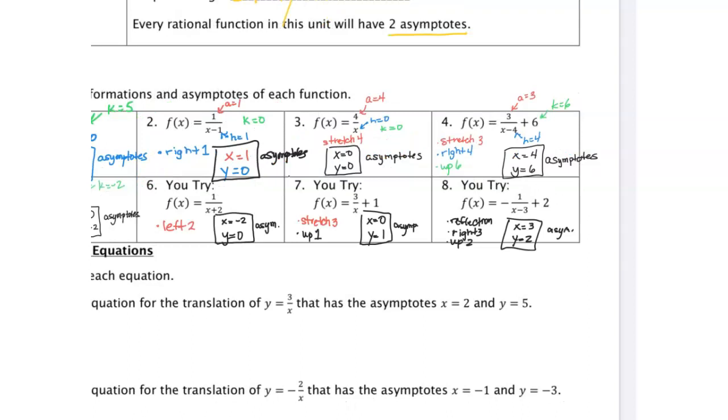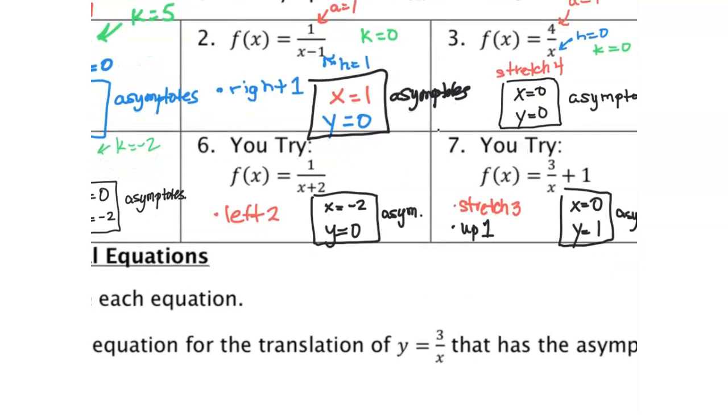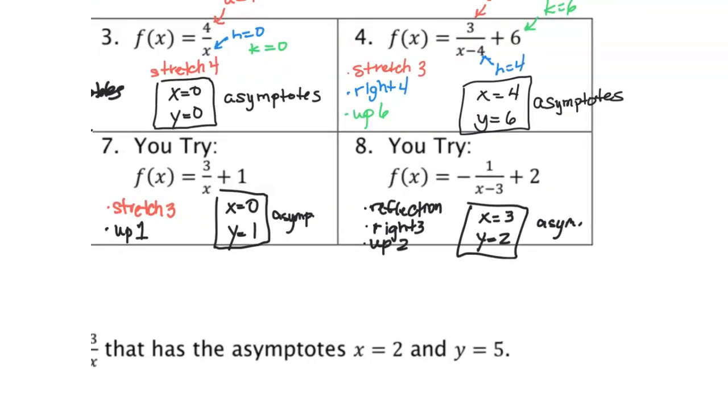All right, so we have our answers for number 6, 7, and 8. For number 6, we have a shift left of 2, and our asymptotes are x equals -2 and y equals 0. For number 7, we have a stretch of 3. We are shifting up by 1, and our asymptotes are x equals 0 and y equals 1. For number 8, we have a reflection because of the negative out in front of our fraction. We have a shift right by 3 and a shift up by 2, and our asymptotes are x equals 3 and y equals 2.